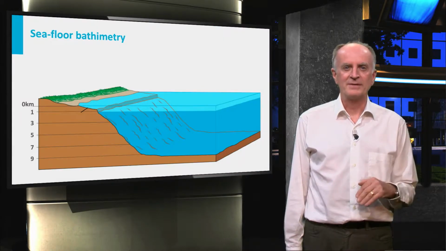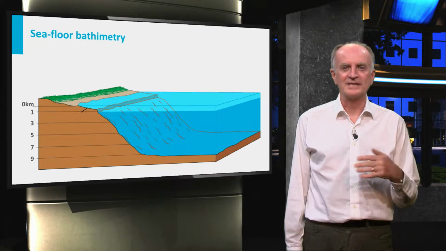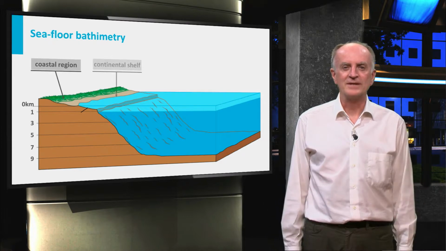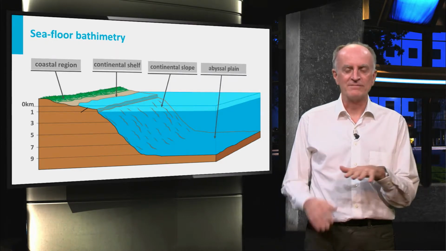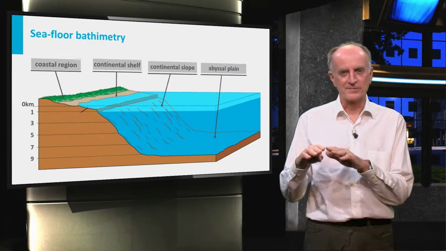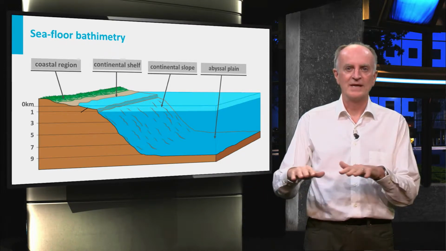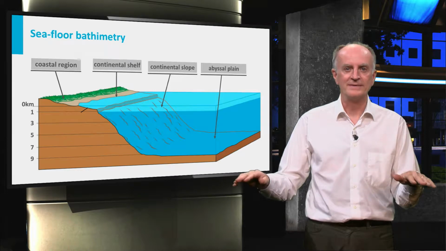This is the bathymetry of the seafloor along a representative transect from the coast to the deep ocean. You can see the coastal regions, the large and flat continental shelf, the relatively steep and narrow continental slope, and eventually the huge and monotonous abyssal plain.